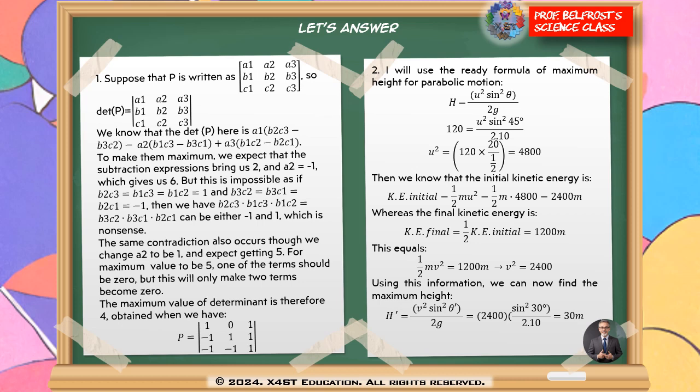And this equals half times m v squared equals 1200 m, not meter, which gives us v squared equal 2400. By using this information, we can now find the maximum height, which is h equals v squared sine squared theta divided by 2g, where v squared is as found before, which is 2400 times sine squared 30 degrees over 2 times 10, which is 30 m.